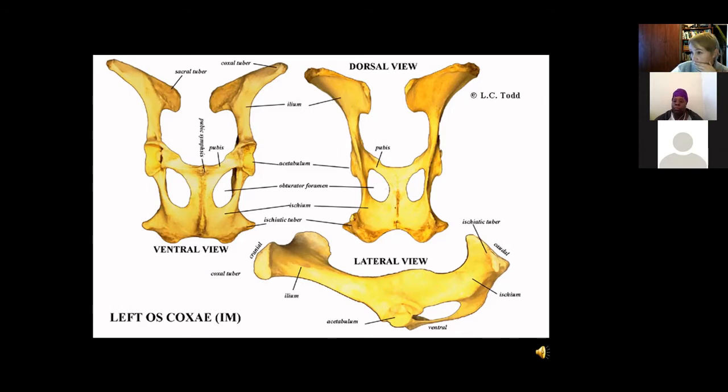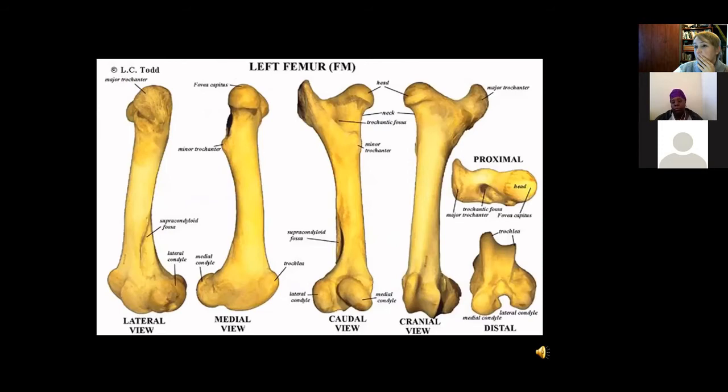Now, the pubis bone can be used for sexing. In male animals, the pubis is flat to the touch, and in female animals, the pubis is square or round to the touch. This can only be felt in single birth animals, not multiple birth animals. Thus, in cows and in humans, but not in cats and dogs, which are multiple birth animals.